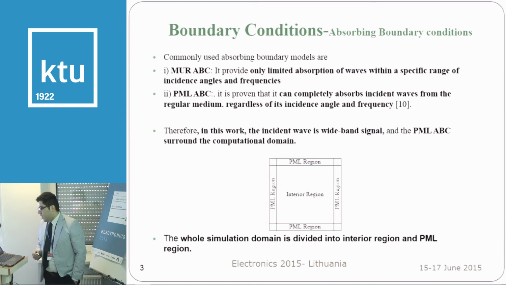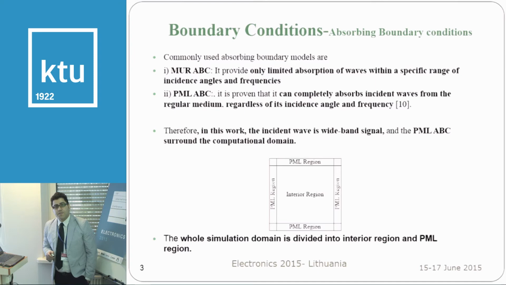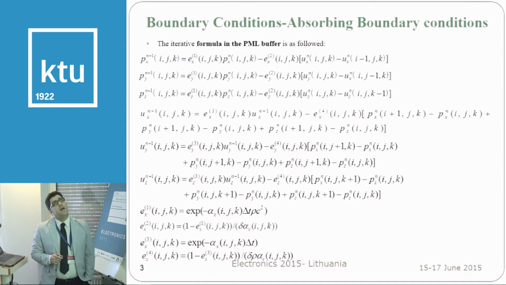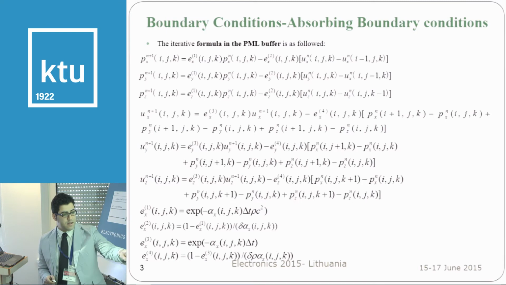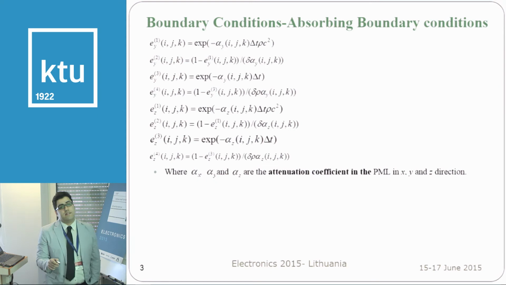As we discussed, and as is also in the title of this research, the source wave or incident wave is wideband, is broadband. So we expect this will surround all the computational domain. We can also divide the computational domain into several areas, like the PML region, which we can also call the PML buffer, whose formula we see in the next slide, and also the interior side. So this is the formula we have for the PML buffer, and in all these formulas we have coefficients like alpha x, alpha y, and alpha z, which are called attenuation coefficients. We use this attenuation coefficient to modify our proposal.